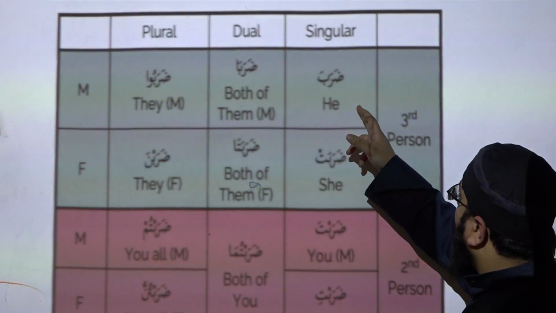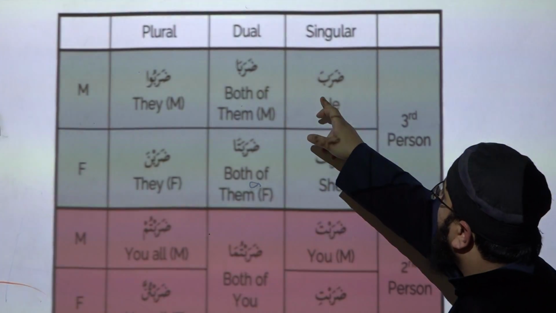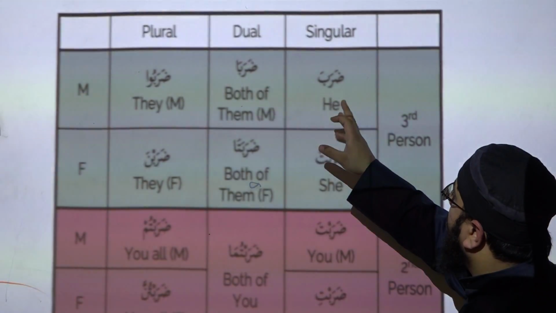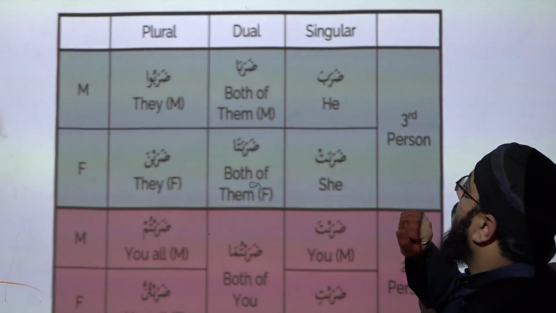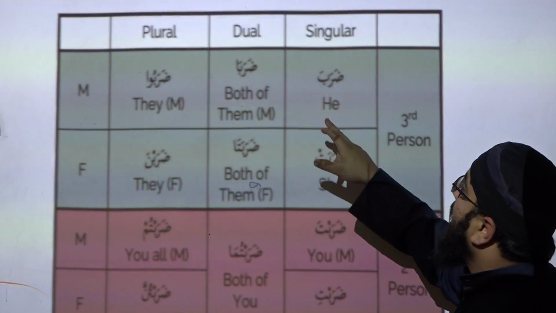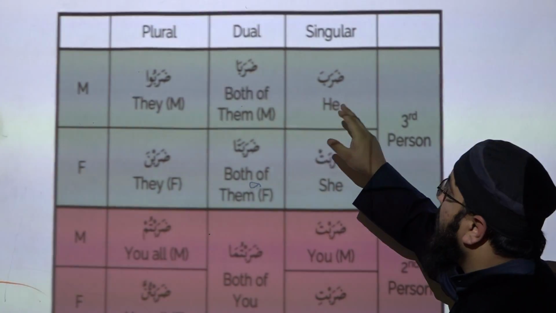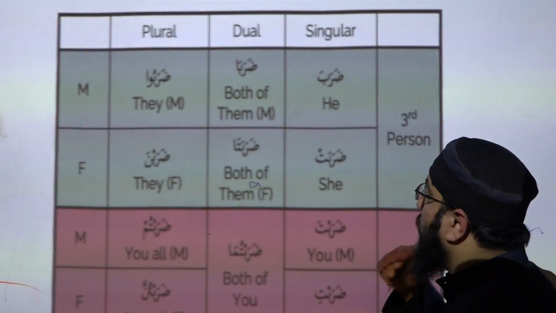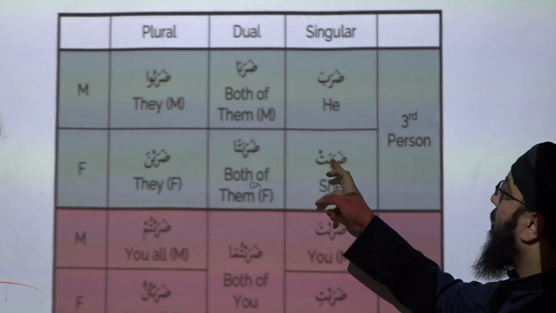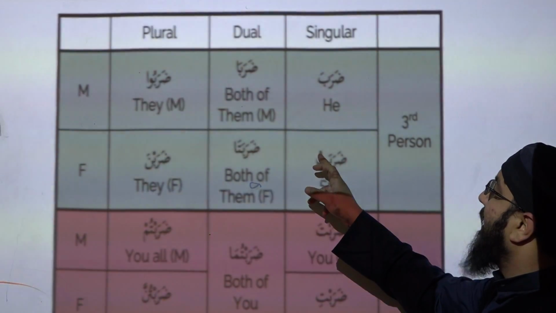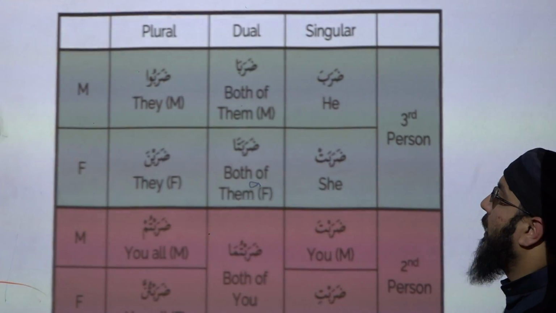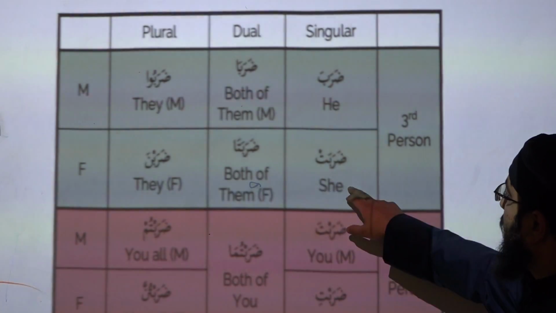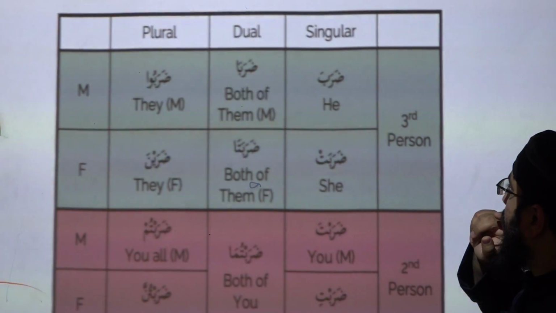The root of the word actually says the pronoun he. Okay? So when you say daraba, it translates to he hit. Okay? If you want to say she hit, you say darabat. You put a ta at the end with a sukun. Okay? Darabat. She hit.